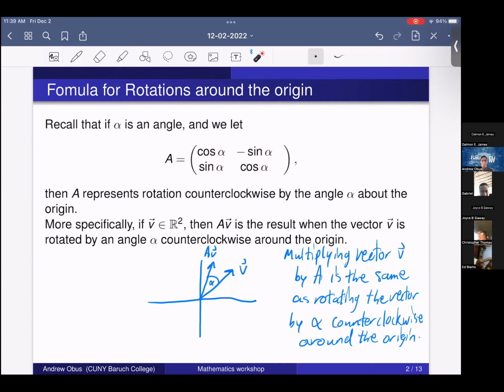Okay, so this is what we had. We had this matrix, and we did a full proof last time that multiplying by this matrix is the same thing as rotating a vector by alpha around the origin. So we're going to go over the homework questions, but before we do that, are there any questions about what's going on over here?